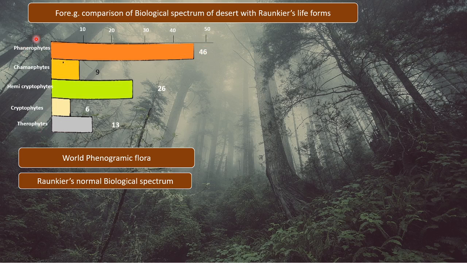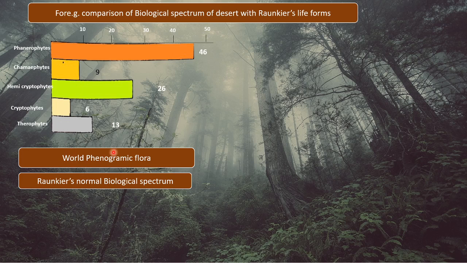So these are the life forms and this is the percentage value. When he plotted the graph, it was found that phanerophytes were 46 percent in the world, chamaephytes were 9%, hemicryptophytes 26%, cryptophytes 6%, and therophytes 13%. So he calculated the percentage value of each life form in the world. This is the distribution in the world.